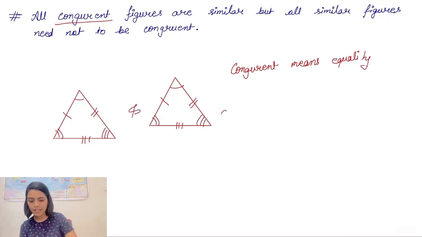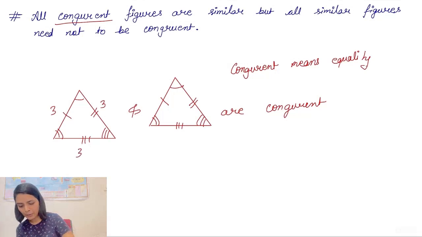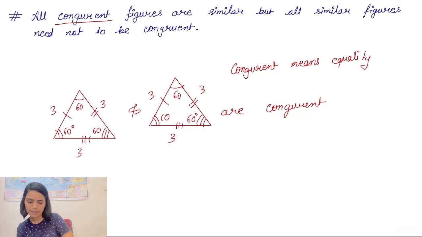These are congruent. Okay, so let us take the values. That is 3, 3, 3, 3, 3, 3, and the angles will be 60, 60, 60, that is 60, 60, 60. So we are seeing the same triangles, so they are congruent.